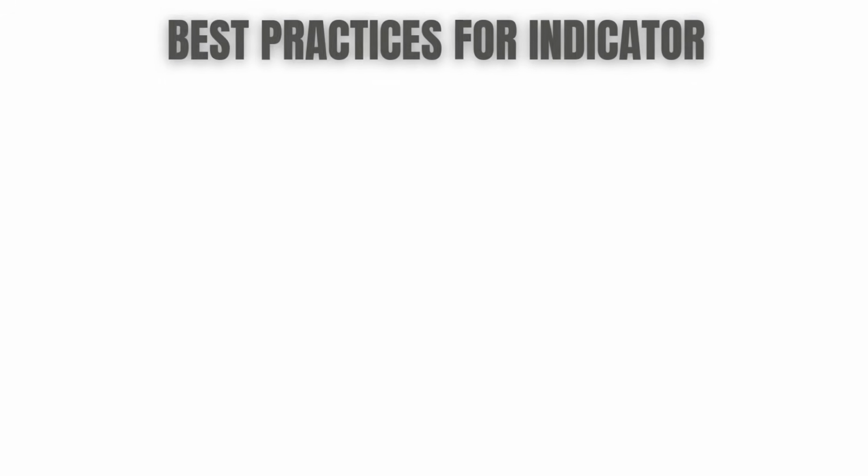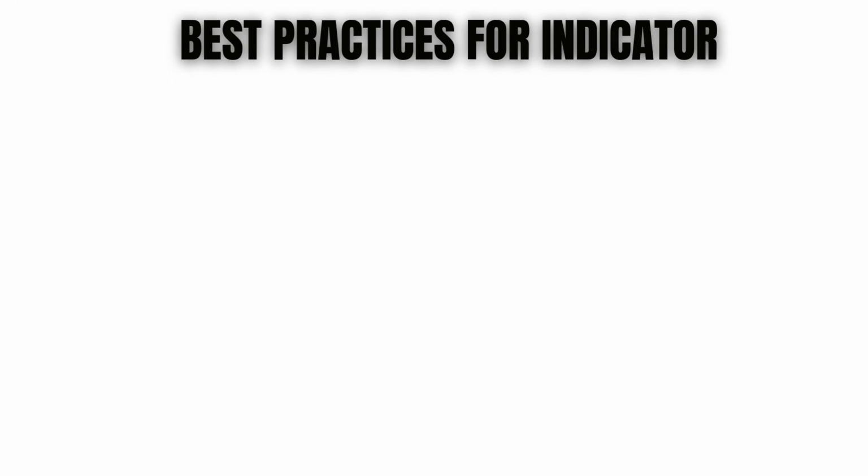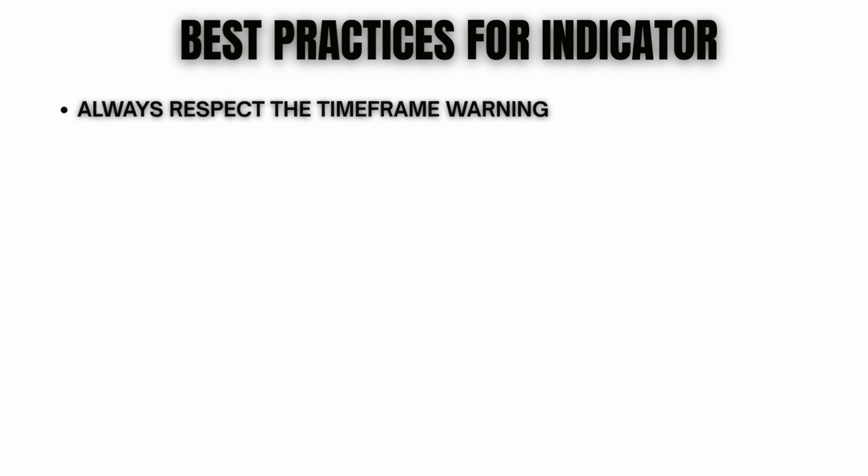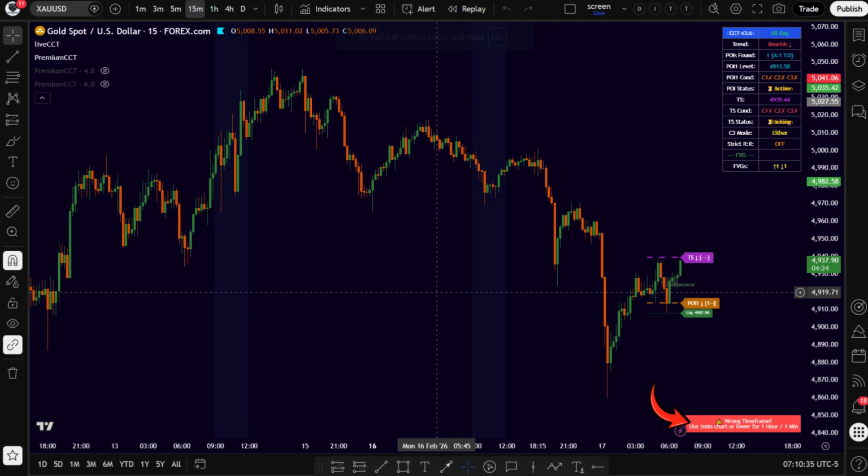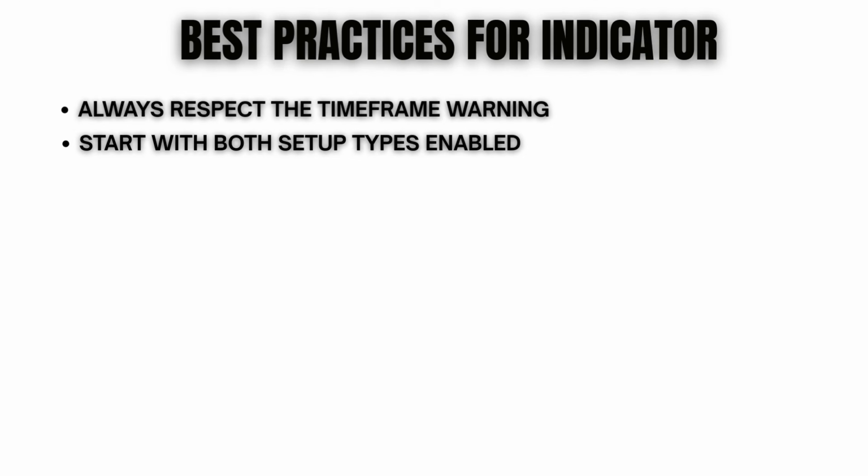Now let me give you some best practices that will help you succeed with this indicator. First, always respect the time frame warning. If you see a red warning table, you're on the wrong chart time frame. The indicator won't work properly until you switch to the correct time frame. Second, start with both setup types enabled. Track both POI and TS setups when you're learning. See which one works better for your specific instrument and trading style. Then you can specialize later if you want.